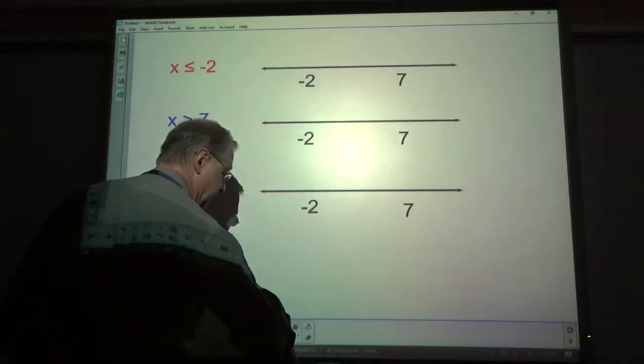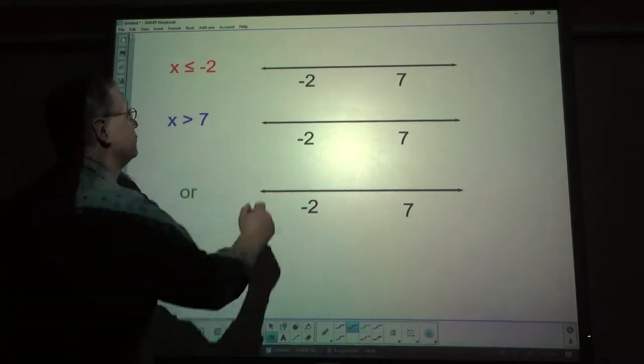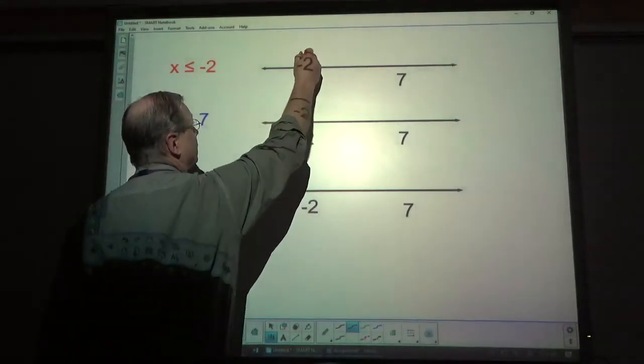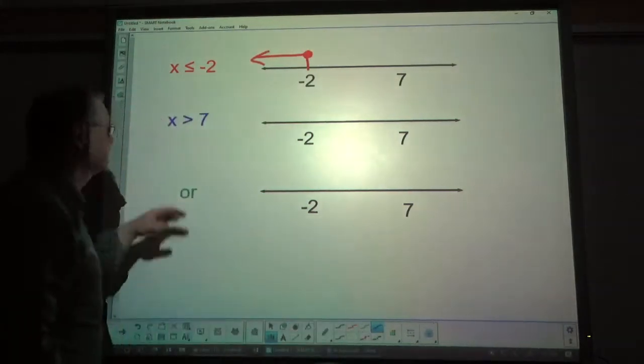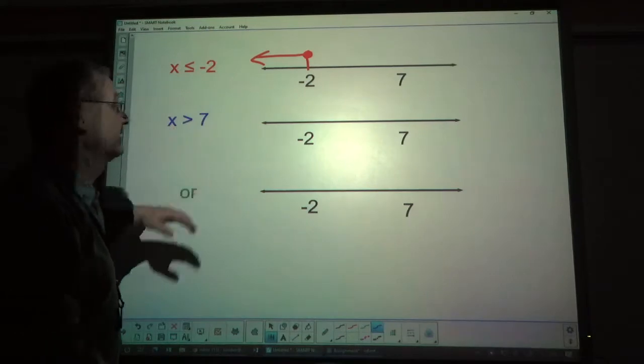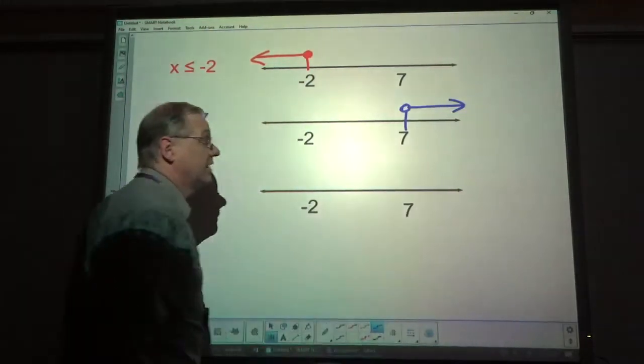So, when I take this first one, x is less than or equal to -2. Here's -2, solid dot, arrow to the left. In the next one, x is greater than 7. Here's 7, open circle, arrow to the right.